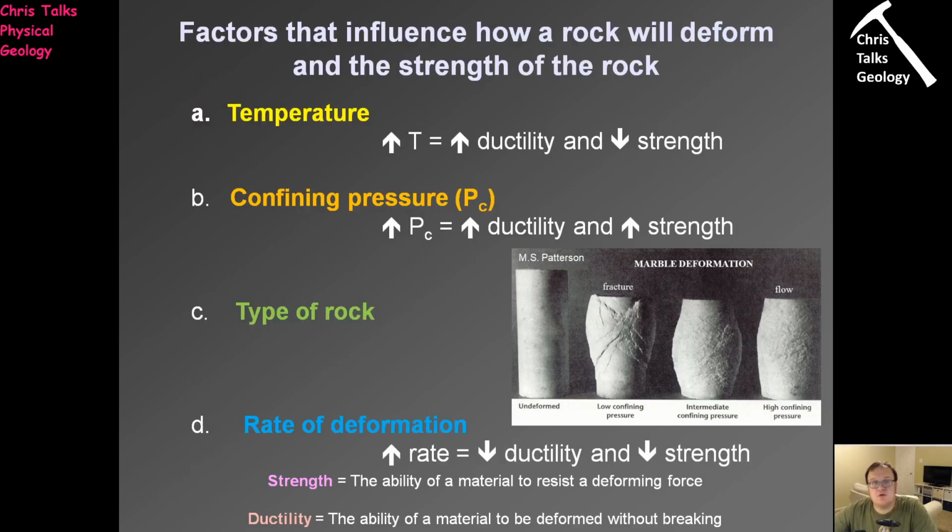Okay, so the next thing to think about is what are the factors which will influence how a rock deforms and the strength of that rock? Well, there are 4 things which are going to affect the ductility and the strength of our rock. Before we start talking about them, let's define what we mean by strength and ductility. Strength is the ability of a material to resist a deforming force, essentially to resist either brittle failure or ductile failure. And ductility is the ability of a material to be deformed without breaking.